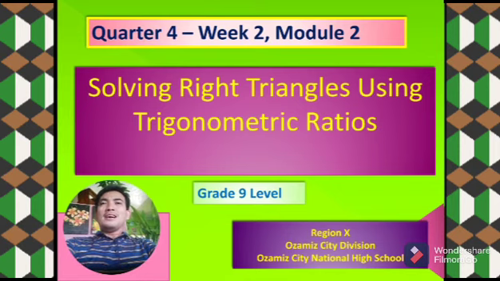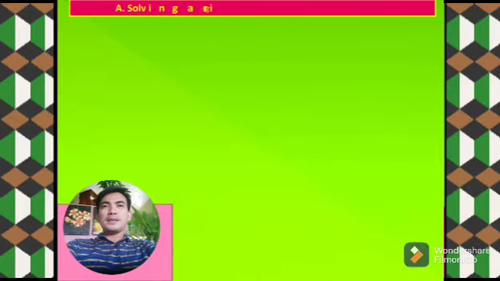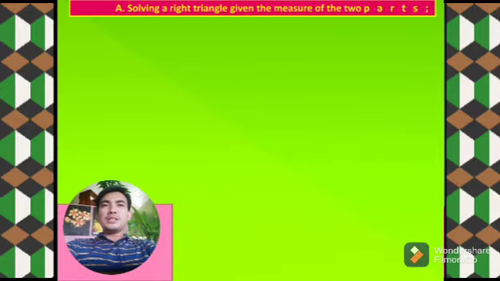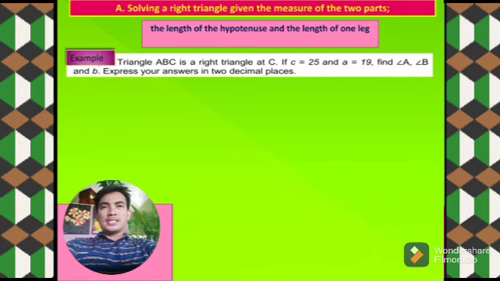In this section, you are going to apply your knowledge on trigonometric ratios in solving right triangle. And there are different cases that we have to consider. Like for example, let's have the first case. Solving a right triangle given the measure of the 2 parts. And what are these 2 parts? The length of the hypotenuse and the length of one leg. Let's take a look with this first example.